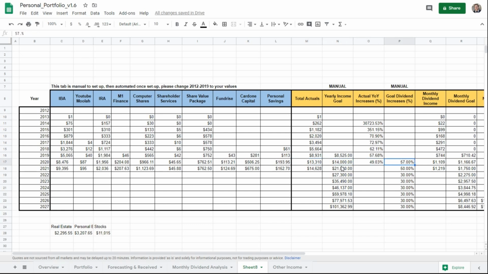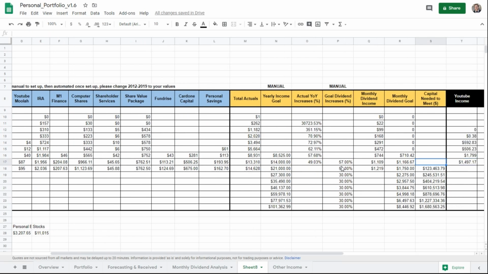So we're down comparatively to where we want to get. We are at 49% now. We want to get to 57%. So what this basically shows you is how much capital you would need in the future to be able to get to that point, right?